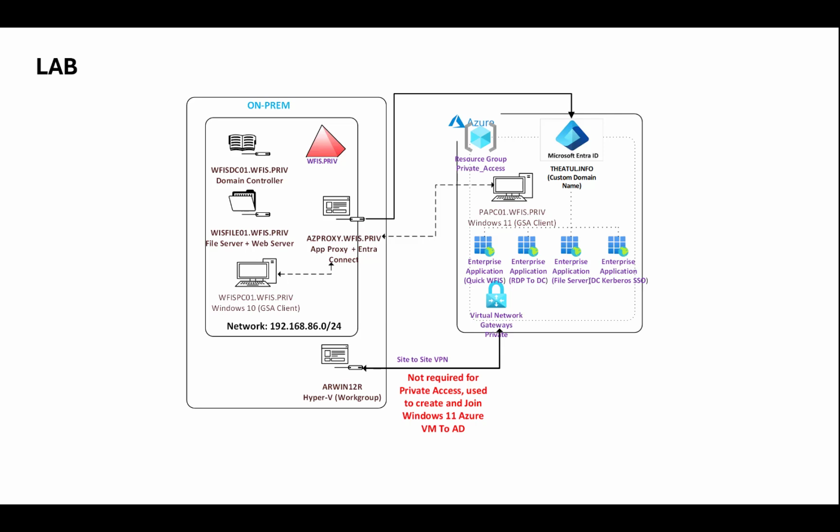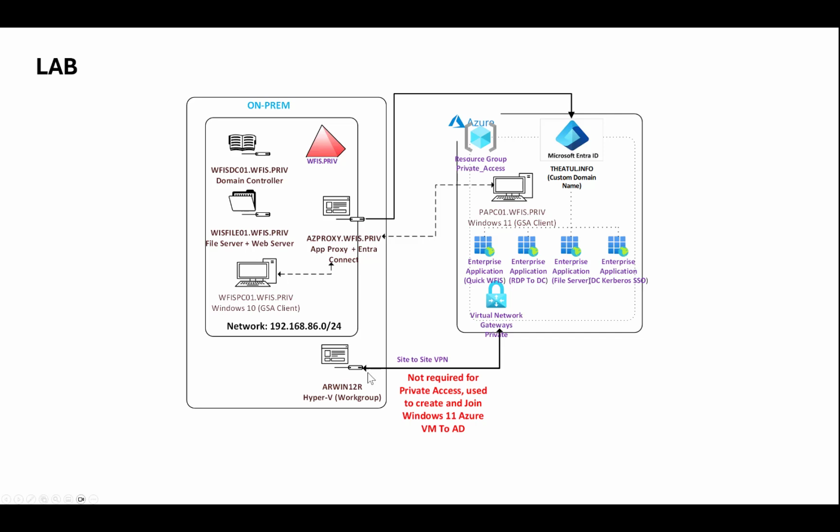Corporate network here. What I have tried to emulate here is two separate boxes. One is the on-prem, which is a hypervisor server running in my environment, a very old server, apologies, which is AR Win12R, a Hyper-V in a workgroup. And I have all my VMs running on top of it, which configures the corporate environment here.